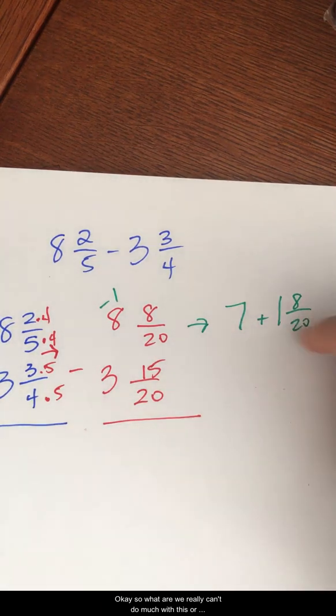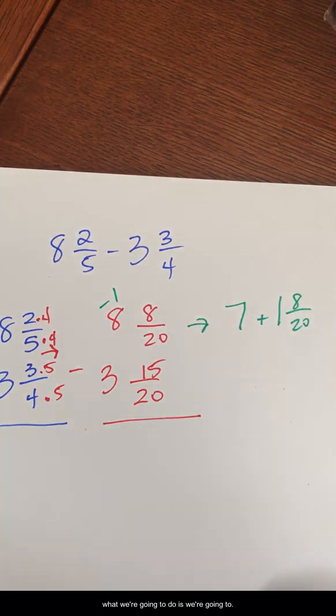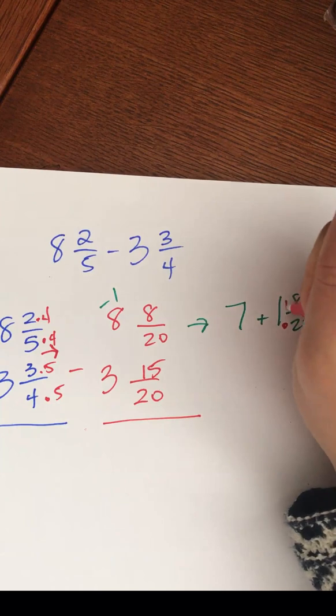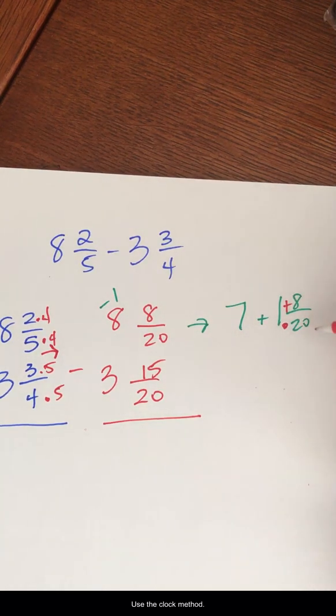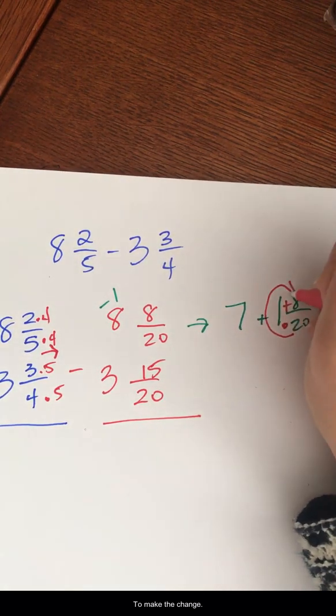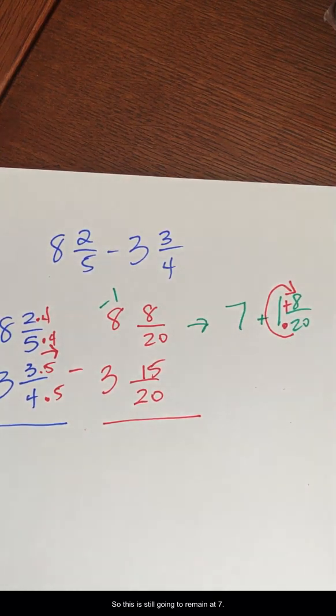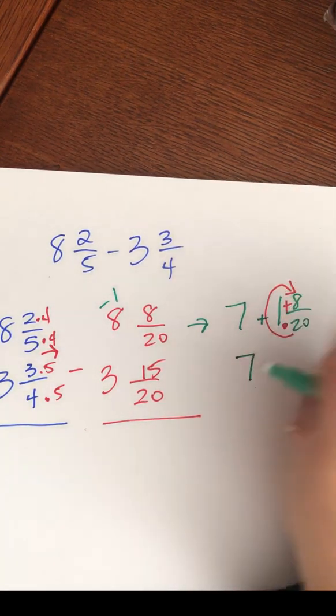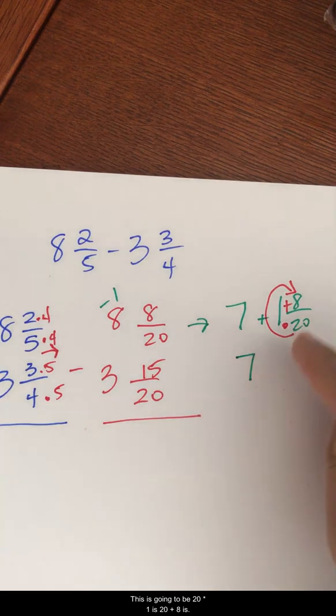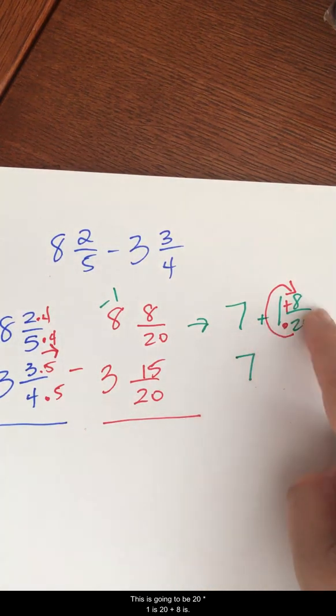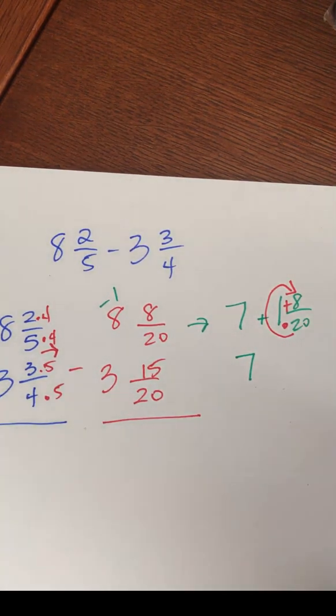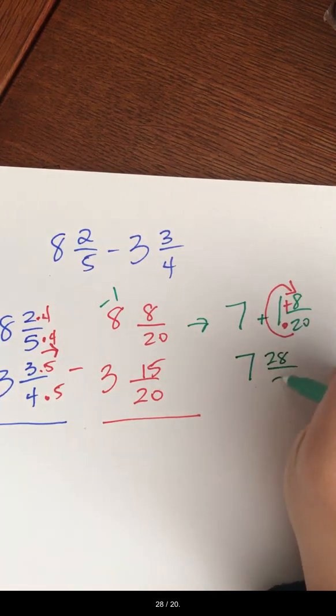Okay, so we really can't do much with this, so what we're going to do is use the clock method to make the change. So this is still going to remain a 7. This is going to be 20 times 1 is 20 plus 8 is 28/20.